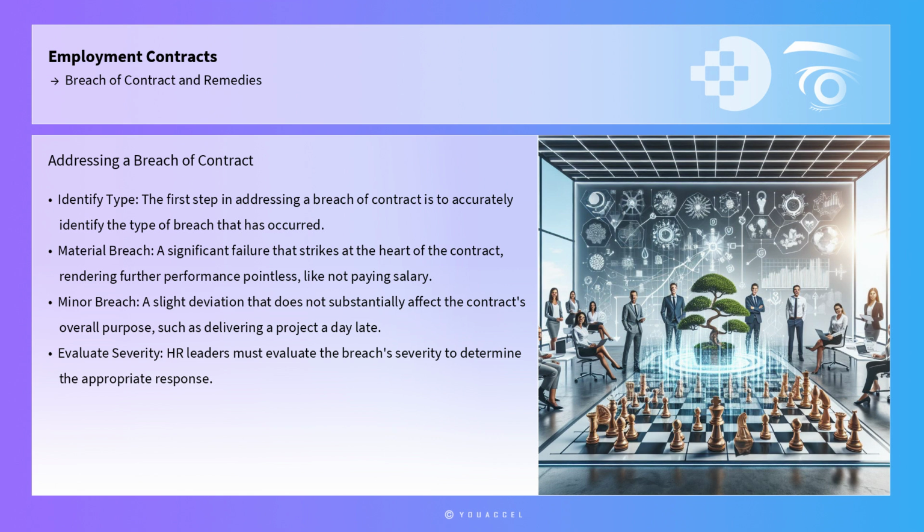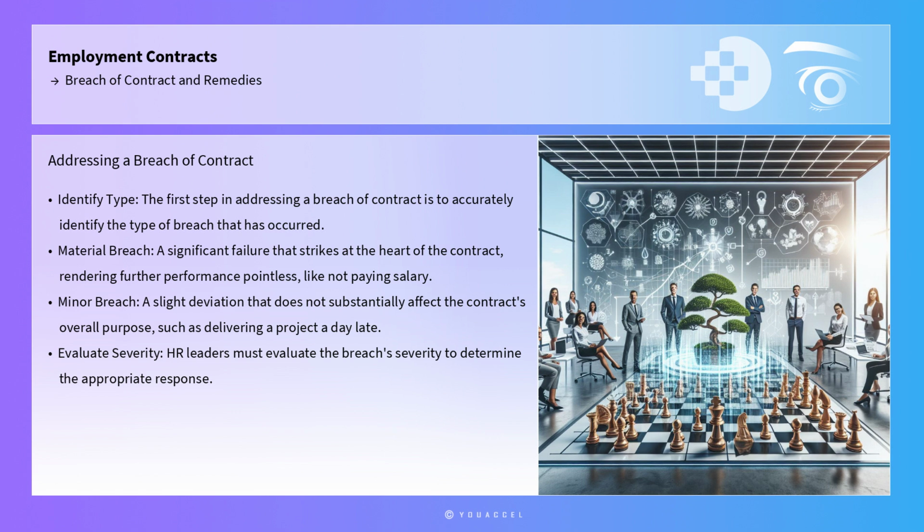The first step in addressing a breach of contract is to accurately identify the type of breach that has occurred. A material breach is a significant failure that strikes at the heart of the contract, rendering further performance pointless. For instance, if an employer fails to pay an employee's salary, it constitutes a material breach, as payment is the core obligation of the employer.